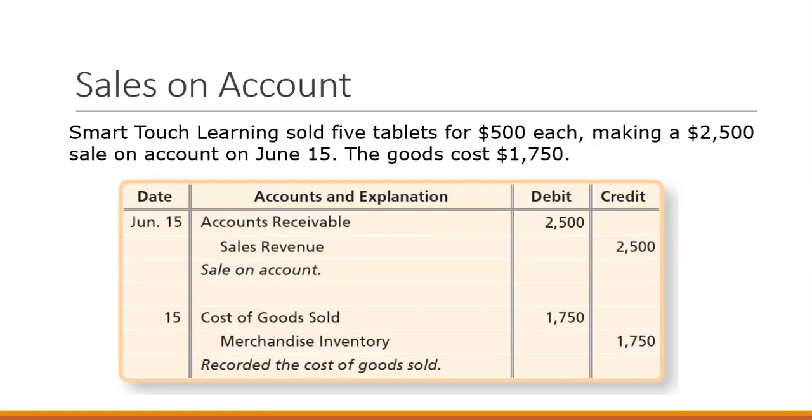We see another example of this. We sell 5 tablets for $500 each. So we have an accounts receivable of $2,500, and we receive revenue of $2,500. The cost of those tablets was $1,750, which we debit to cost of goods sold and credit to merchandise inventory. One of the most common things that we forget is that when we sell inventory, we need the 2 journal entries for it.